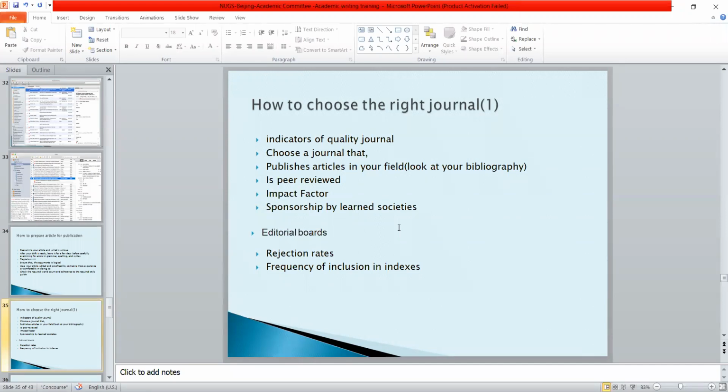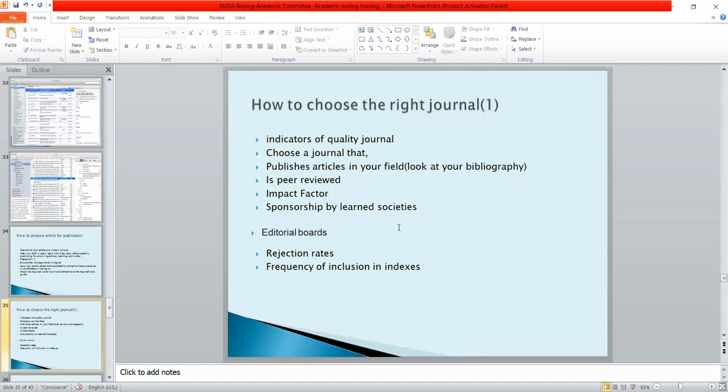Then, another question you ask yourself is, is the journal a peer review one? Peer review means that when your work is sent out, it is sent out to anonymous specialist scholars in that particular field of study to subject your work to scrutiny before feedback is given. So when you go to the website of the journal, see whether it's a peer review journal.